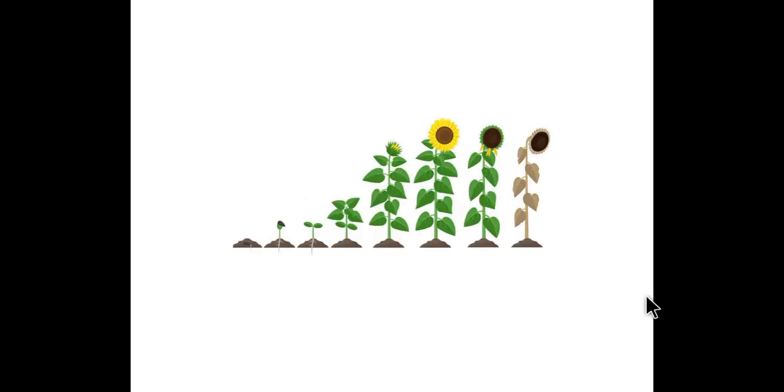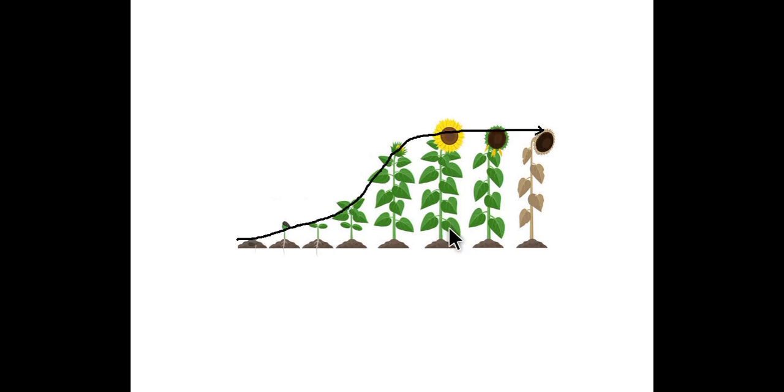See here the growth in a sunflower. In the seedling, growth takes place to form the plantlet, then it forms the mature plant. The mature plant shows reproductive growth, flowering, and later on the growth remains steady.